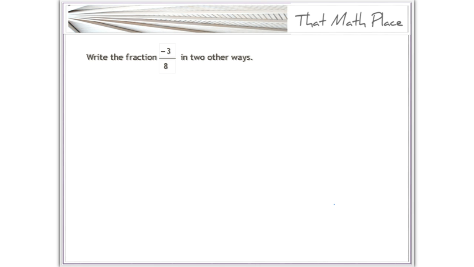So we can have a fraction where the integer in the numerator is positive and the integer in the denominator is positive, as long as it's not 0. Or we can have a situation where the integer in the numerator is negative and the integer in the denominator is positive. Or we can have the numerator be a positive integer and the denominator be a negative integer. Or we can have both of the integers be negative.